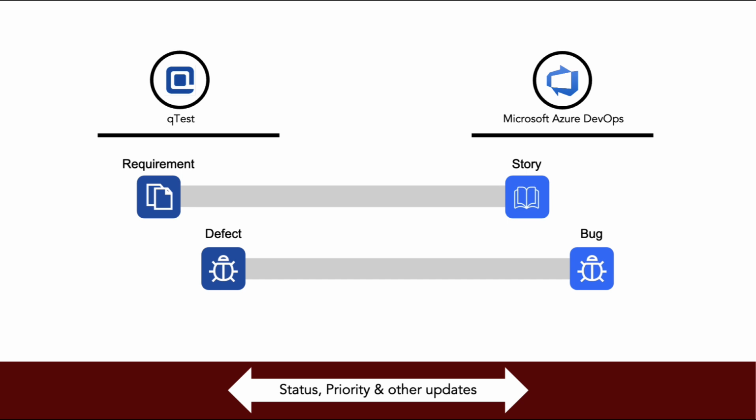As PlanView Hub synchronizes these items back and forth between tools, you will see updates such as progress, priority, and assignee flow between Tricentis qTest and Microsoft Azure DevOps. So, let's get started.